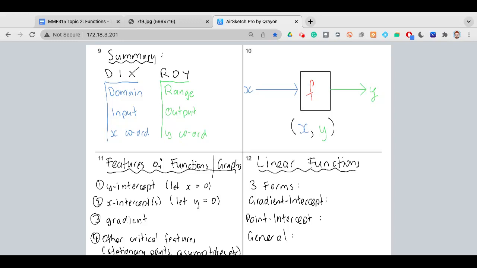And then we need to look at things like set notation to describe the domain and describe the range. But I want you to be able to use those words.